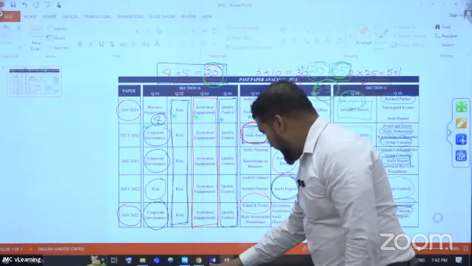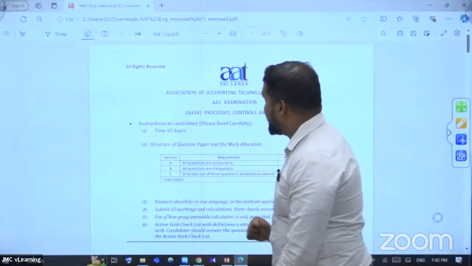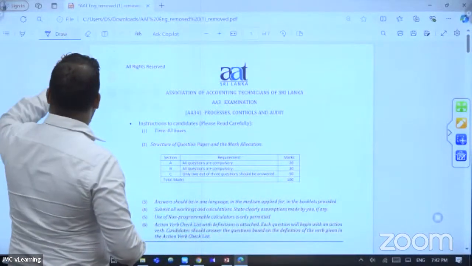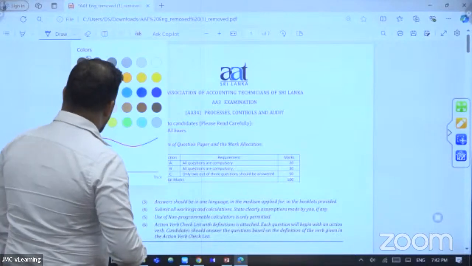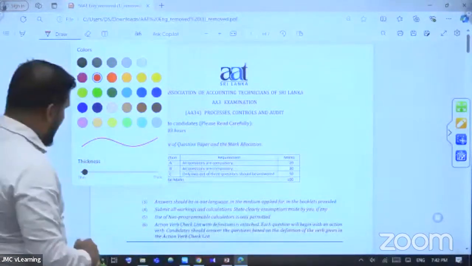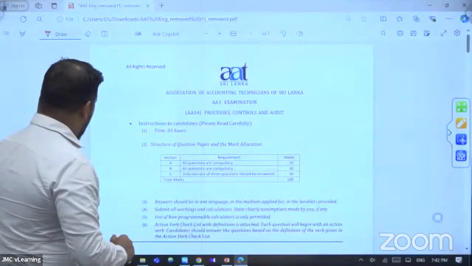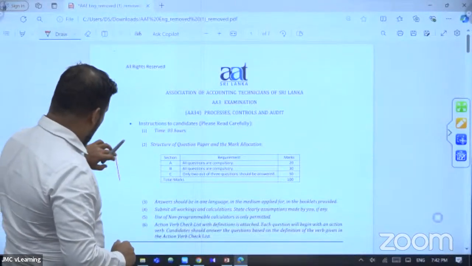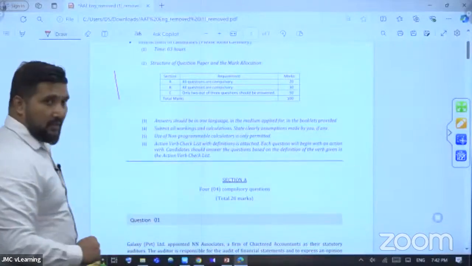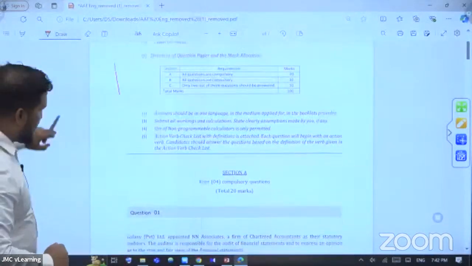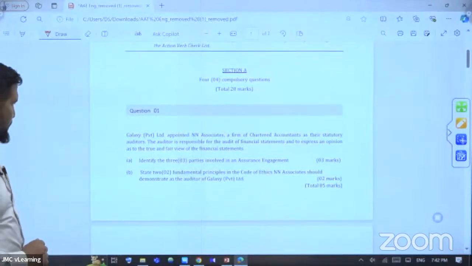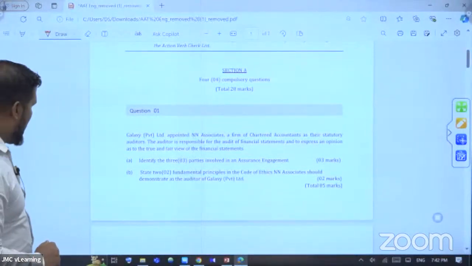Okay, now we are moving to the model paper. I'm not having the privilege to discuss all this, but let me clarify the most important areas. When you go up in the paper, can all of you see the paper? Yes, sir.